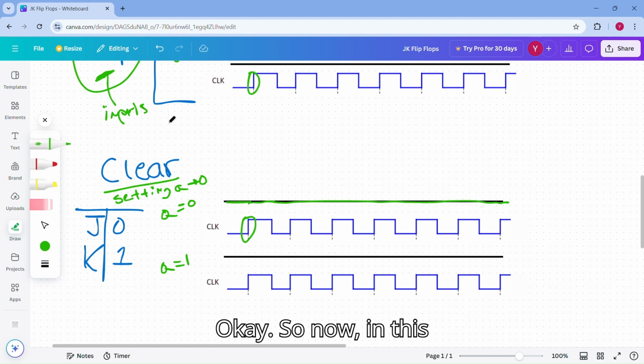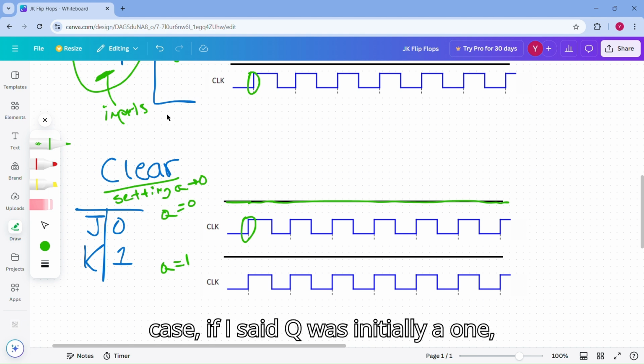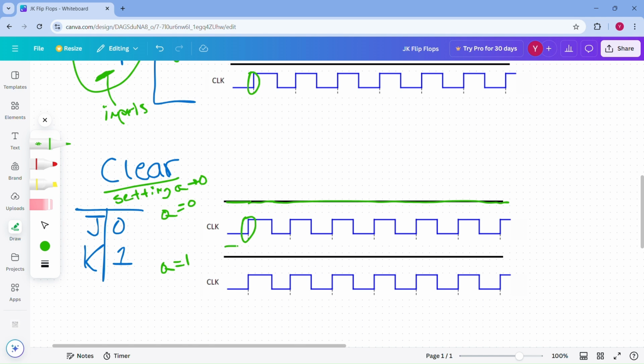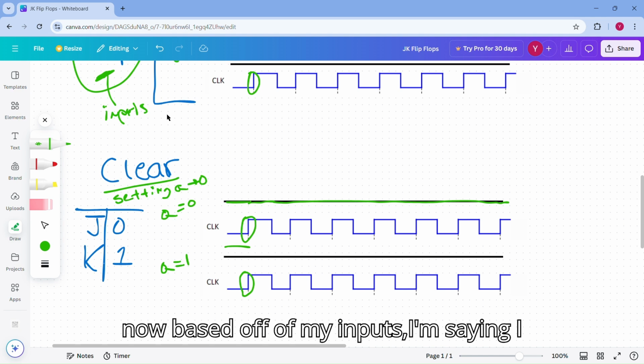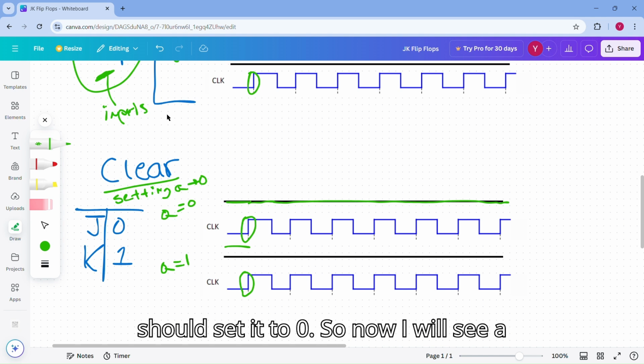Okay. So now, in this case, if I said Q was initially a 1, I'm going to this first rising edge, and now based off of my inputs, I'm saying I should set it to 0.